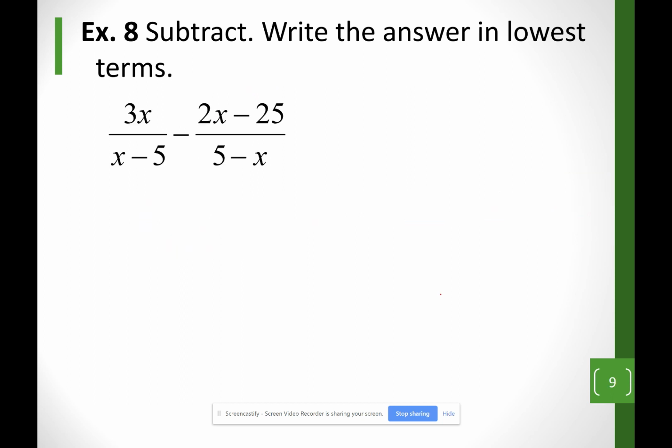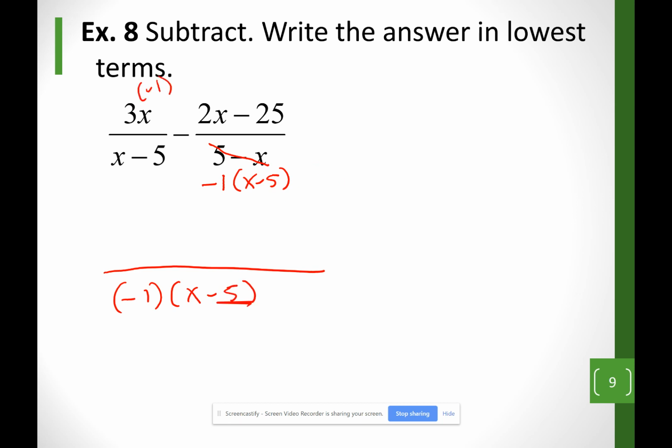Now here, I can rewrite the second denominator, my 5 minus x. I can rewrite that as negative 1 times x minus 5, right? We learned that a few sections ago. So my least common denominator will be a negative 1 times x minus 5. Seems like on my first fraction, I'm missing the negative 1. Seems like on my second fraction, I'm not missing anything. So I have 3x times a negative 1 minus, I'm still going to put 2x minus 25.